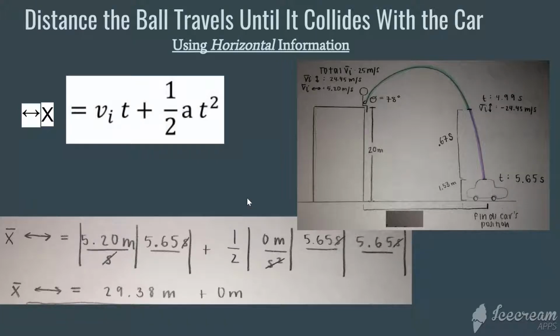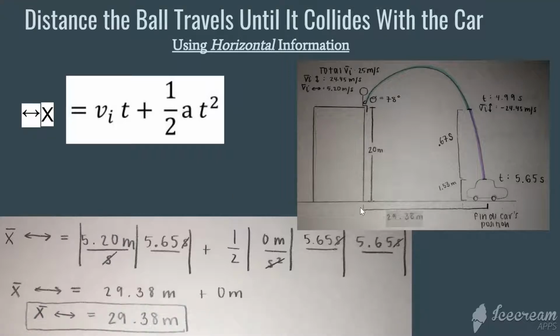because the acceleration is 0 meters per second squared, since the velocity does not change and there are no additional forces on the ball side to side, so the whole second part multiplies to equal 0. Finally, using unit analysis, the horizontal displacement is found to be 29.38 meters, which is the distance the ball traveled until it hit the car.